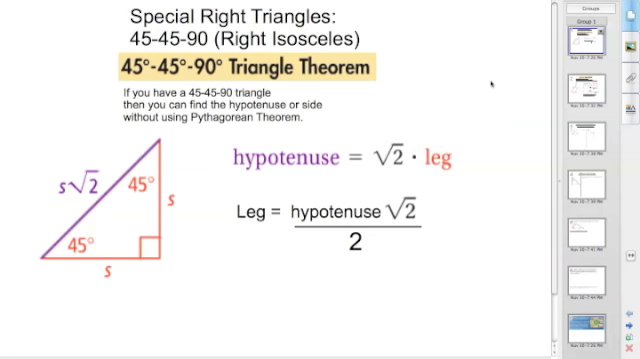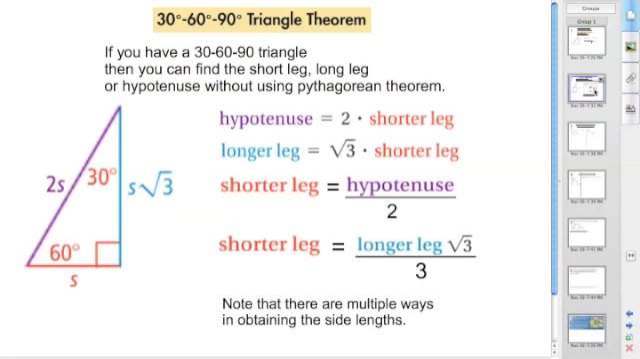If you want to find the leg of a 45, 45, 90 triangle, the leg will always equal hypotenuse times square root 2 divided by 2. If you have a 30, 60, 90 right triangle, you can always find the longer leg, the shorter leg, and the hypotenuse by the formulas shown. Please pause the video and take note.